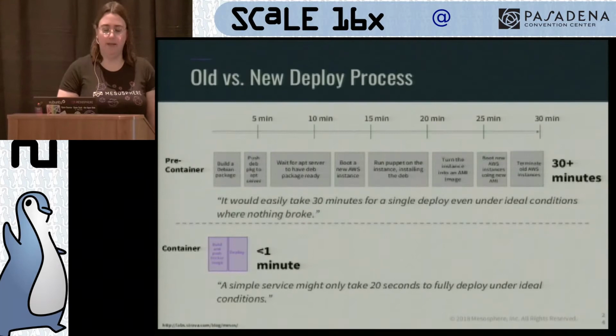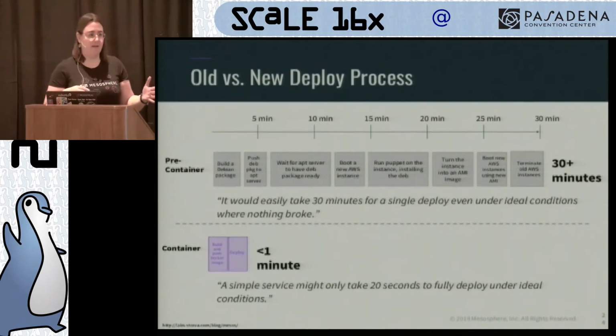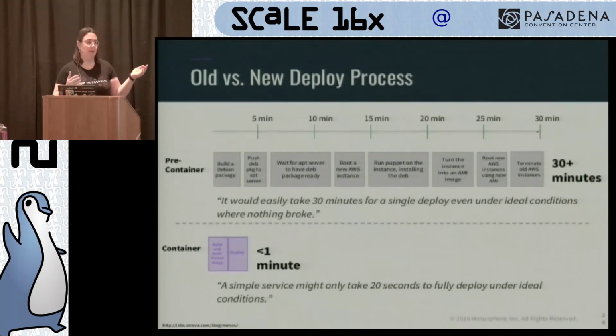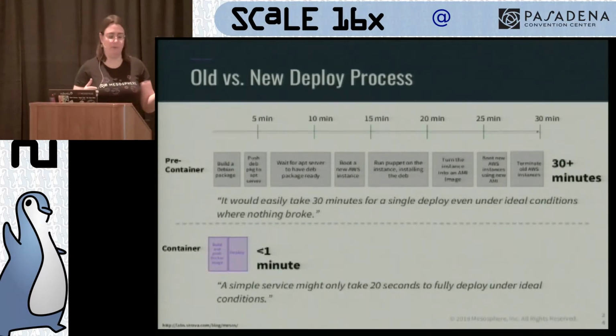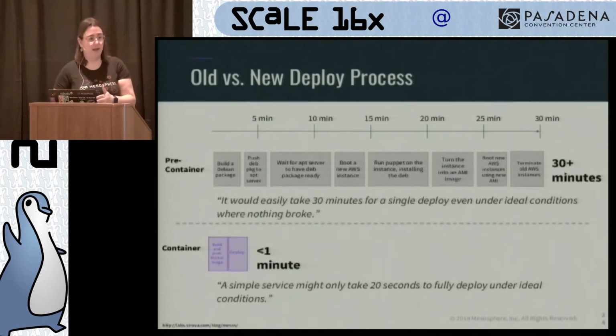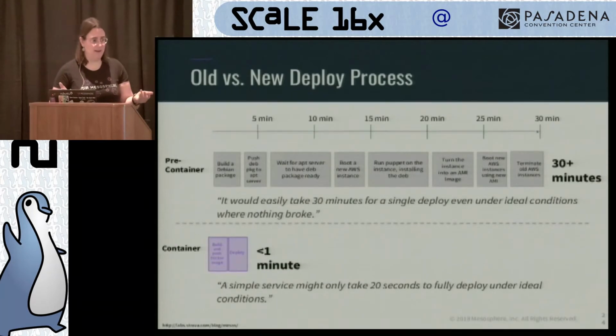So we had a customer, I wasn't involved in this project, but what they were doing is they were building a deb package for all of their deployments. So their process was building a deb package, pushing it to their Debian repository. There was some sort of syncing problem. I think they had a load balance across their deb package repository, so they'd wait for the repository to be ready. They'd boot a new AWS instance. They'd turn the instance into an AMI, and the AMI is what they actually used to launch the server. So this process took about 30 minutes, which may not seem like much.